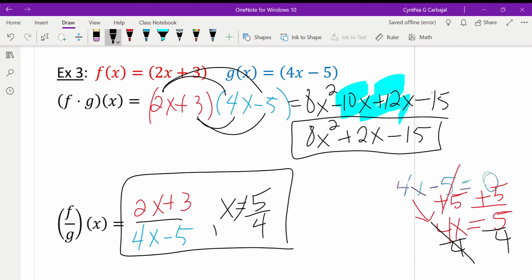Okay? So that's how you do it when you have more than one term or something a little bit more complicated in the denominator. Set it equal to 0 and solve for x.